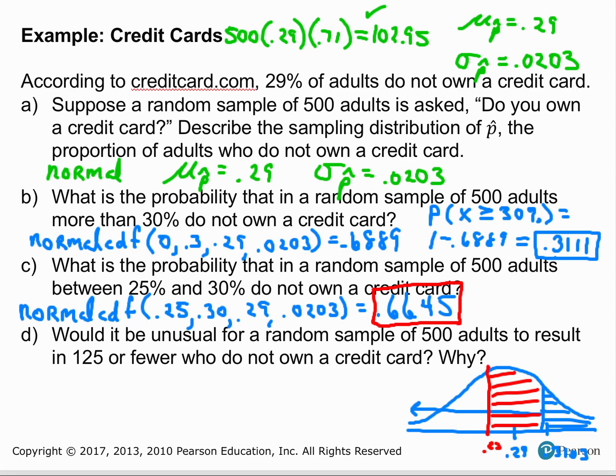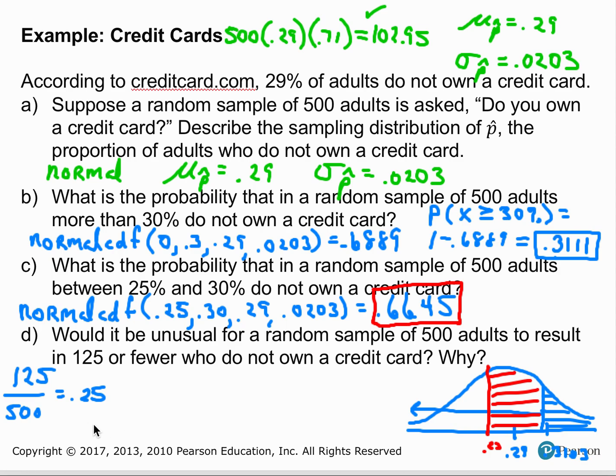Would it be unusual for a random sample of 500 adults to result in 125 or fewer who do not own a credit card, and why? Okay, same thing like on that last one. Instead of giving me the actual percentage, my proportion, I've got to find the proportion, which is just 125 out of 500. Oh, that's a fourth, right? So 0.25, 125 out of 500.